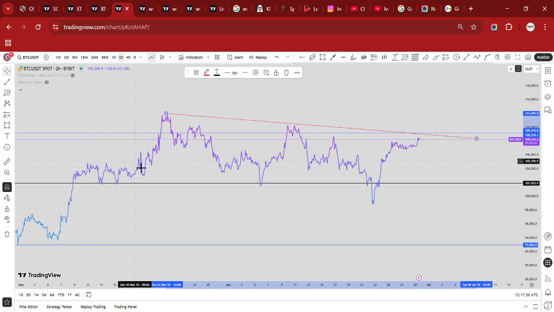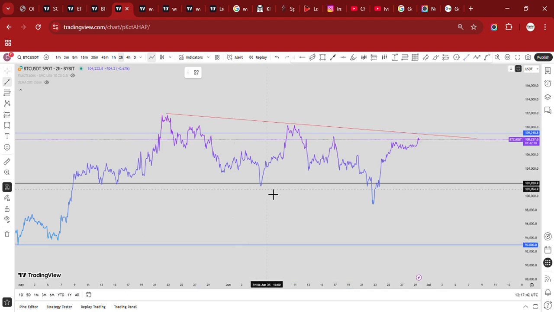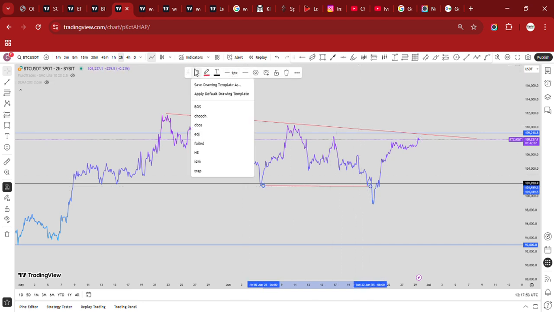Now if you look at it clearly, you can see that there is a break of structure at this zone. The market actually broke a structure at this zone, and that is what makes us call it a BOS. BOS means a break of structure. Now let me explain how break of structure works.